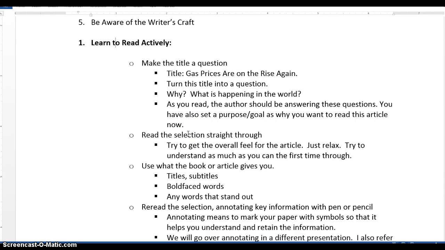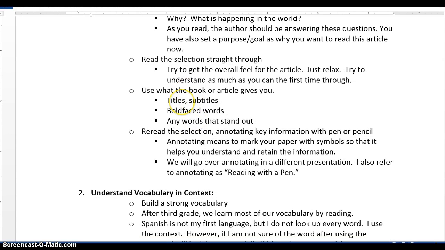Number 3, use what the book or article gives you. If you're looking at an article, look at the titles, the subtitles, because these are all clues or hints to help you understand what you're reading. Bold-faced words, we all know most of the time we see those in textbooks. Those are the most important. So look for the clues or the hints that the author is giving you.